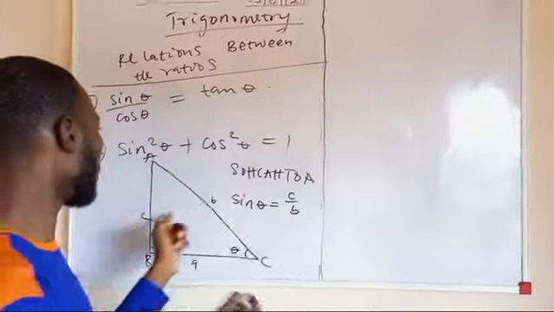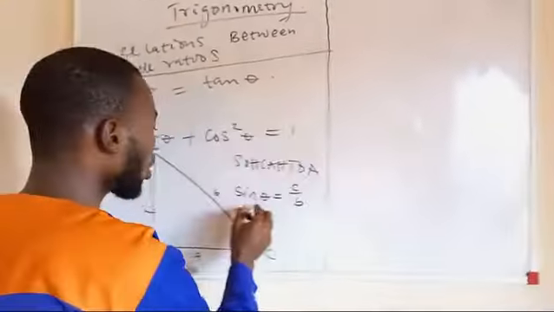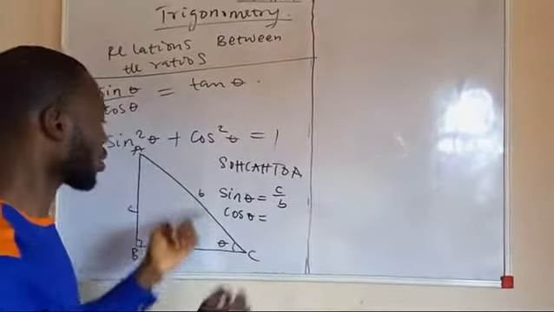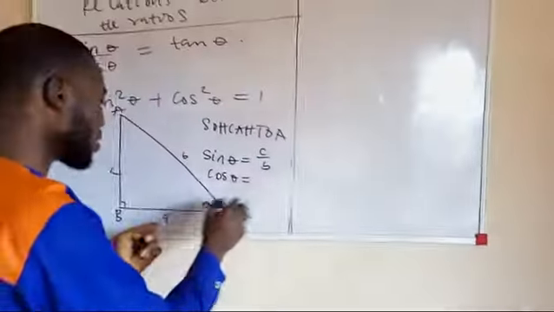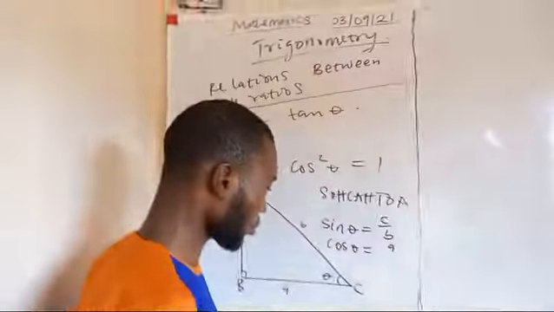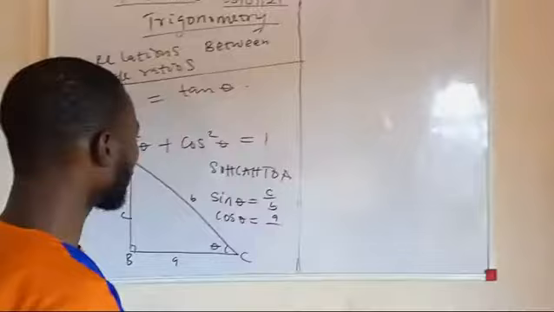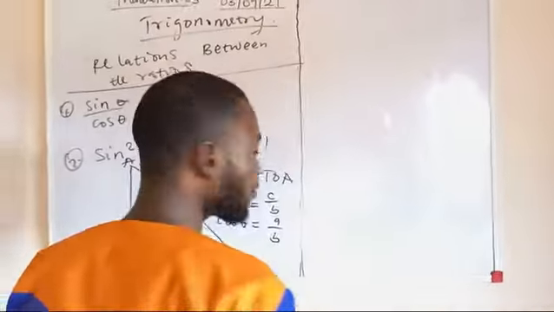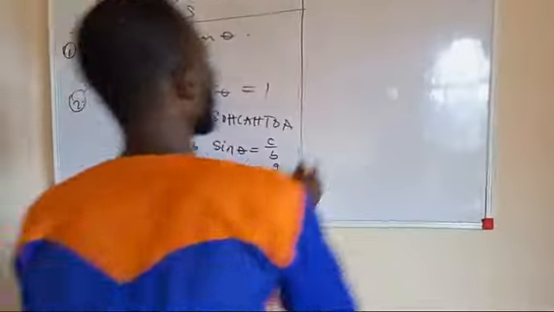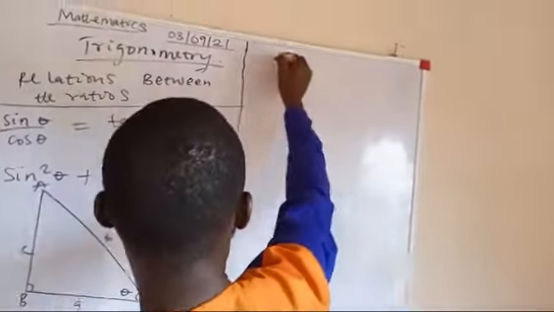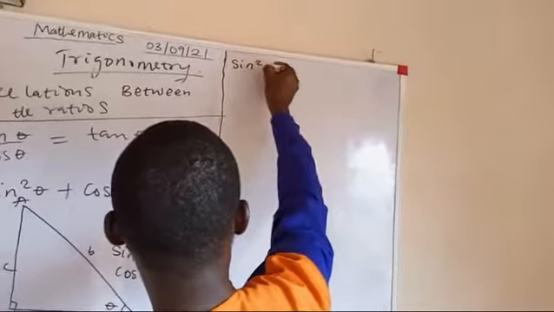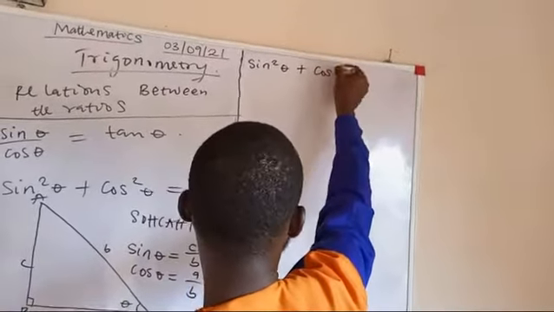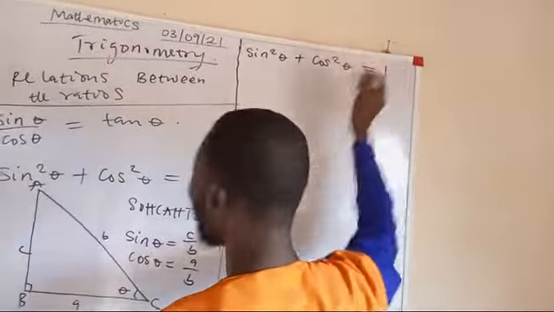So we are considering sine and cos. Cos theta is now equal to, from SOHCAHTOA, adjacent is A, divided by hypotenuse, which is what? B. Let's now prove from here that sin square theta plus cos square theta is equal to 1.